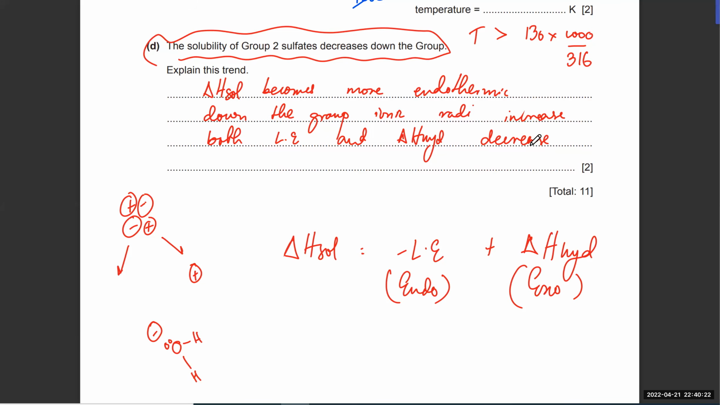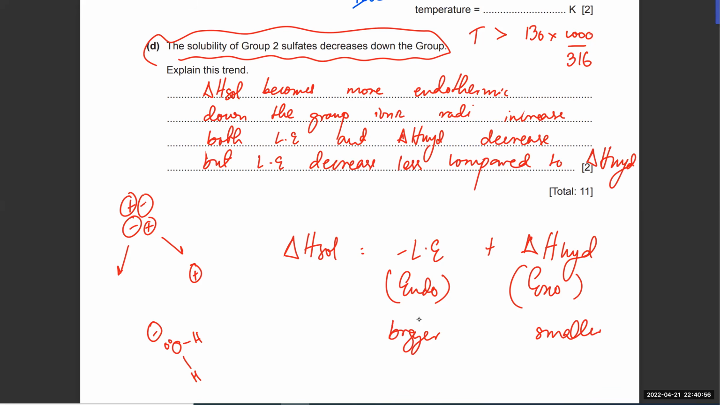So if both are decreasing, but lattice energy decreases less, this is going to be relatively bigger and this is going to be smaller. So hydration decreases more down the group and lattice energy decreases less. Just make sure you know this, because this question will come in your exam.